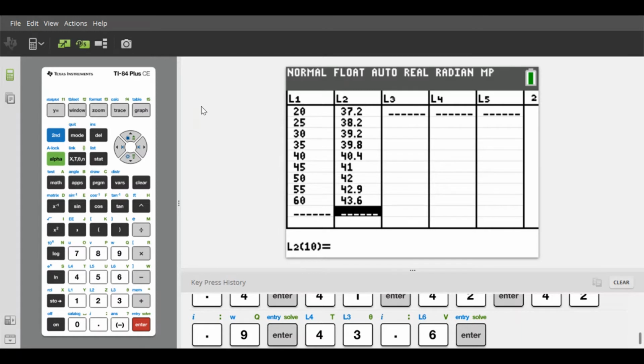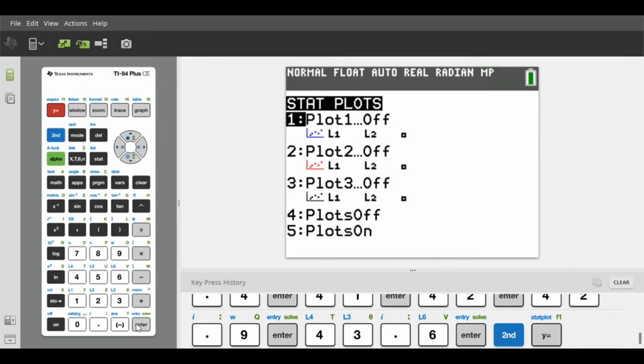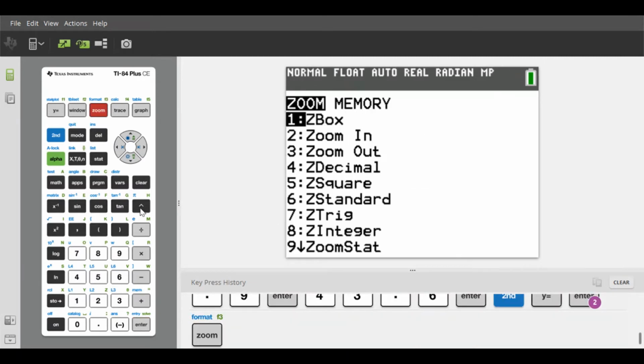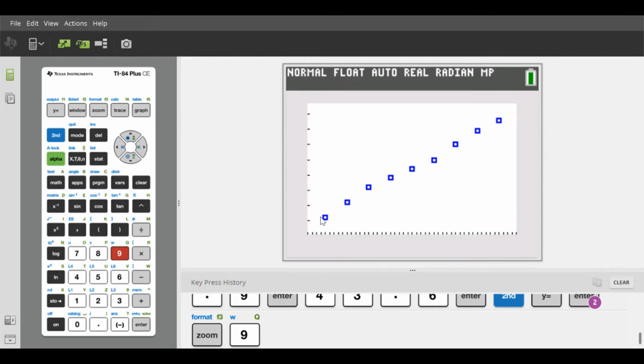Okay. So right now we want to draw the scatter plot. So should be a refresher. We hit second stat plot, and we want to make sure our stat plot is turned on. So I'm going to go to plot 1, hit on, turn it on, make sure my type's listed correctly here. X list is L1, Y list is L2. It should be pretty standard there. Now I'm going to go zoom stat, which is number 9, and I get a beautiful stat plot that looks like this.